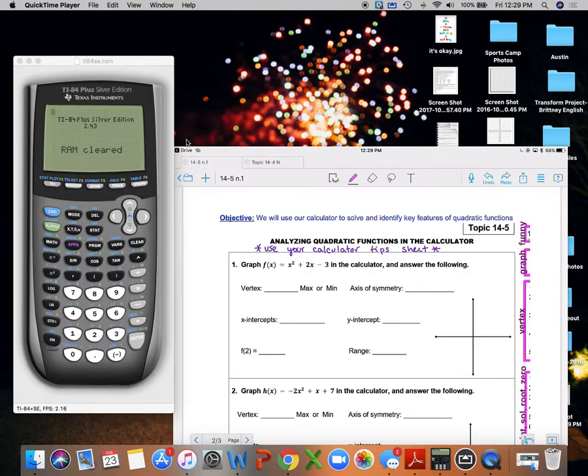This video covers topic 14.5, analyzing quadratic functions in the calculator. For these notes, you will need a graphing calculator similar to the one shown on the left, or something that does the same thing as a graphing calculator. You'll also need these notes, so I will flip back and forth through these.